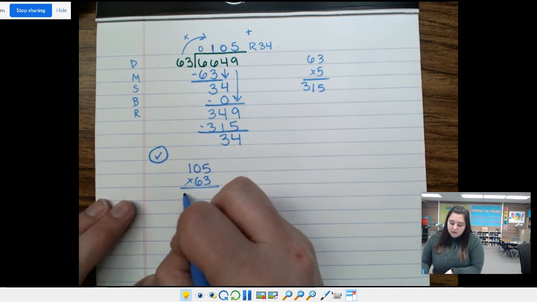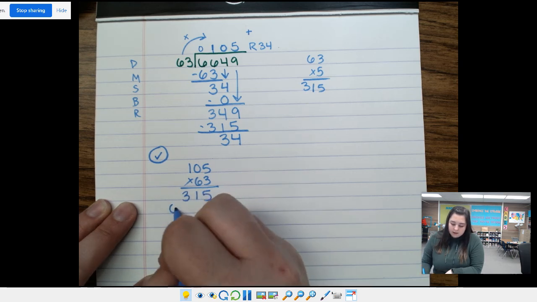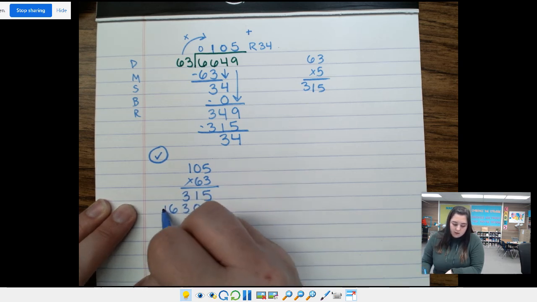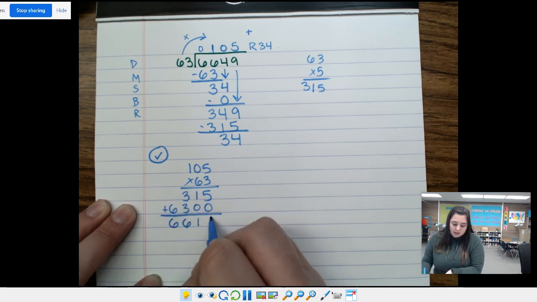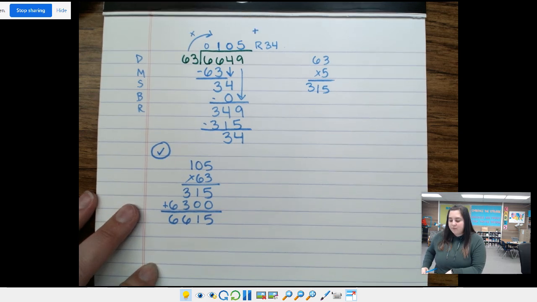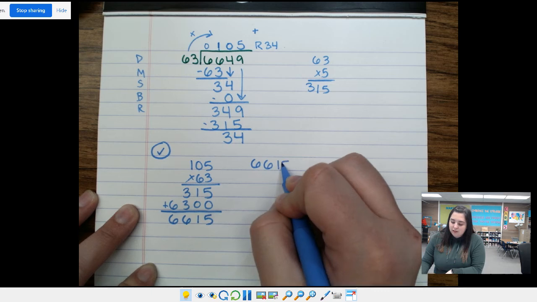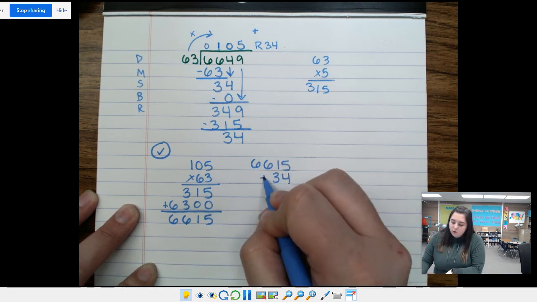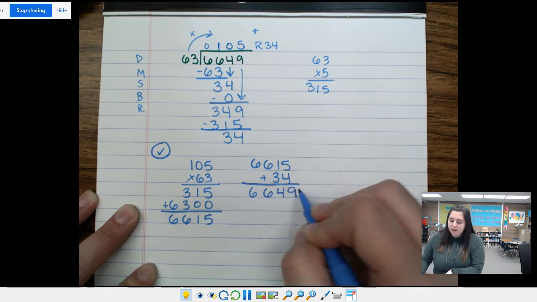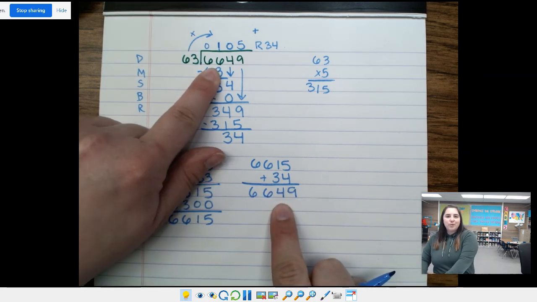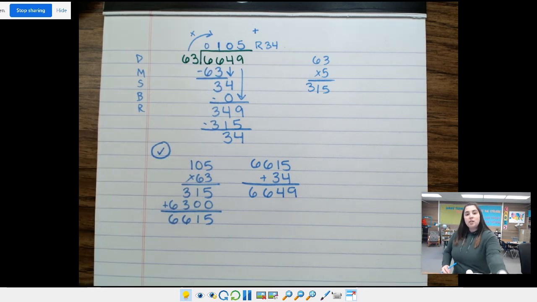And when you solve that, here's our partial products. We have 315, 6,300, and when you finish adding, you should have 6,615 plus your remainder. 6,615 plus 34 is 6,649, which is what we started with. How'd you do? All right, we are on lesson 23.